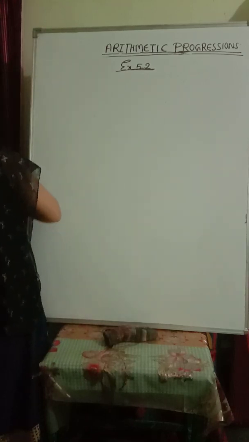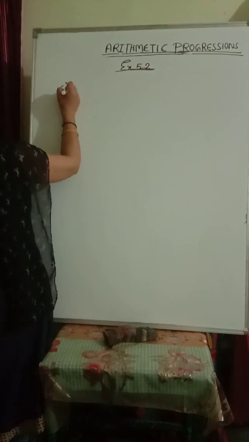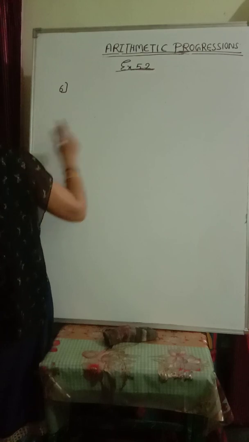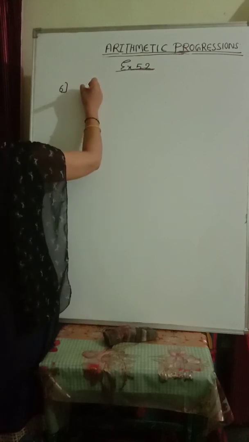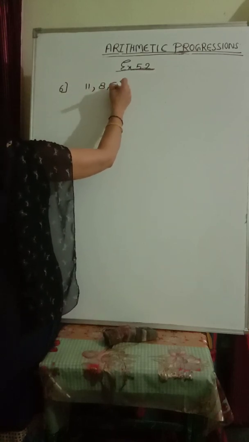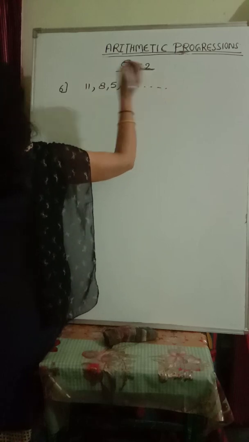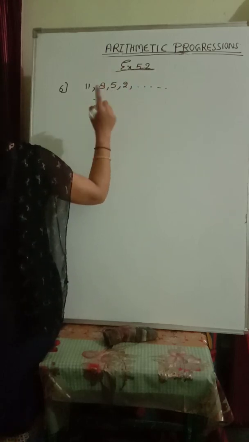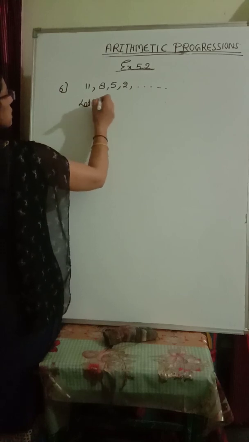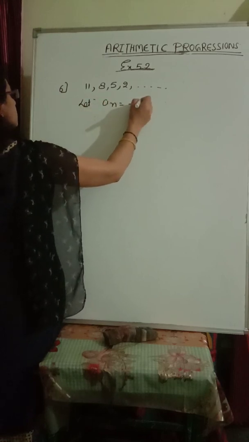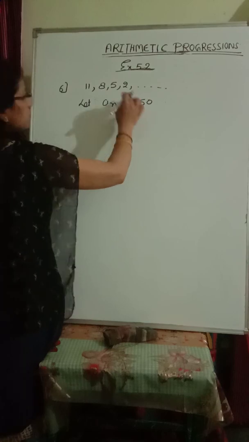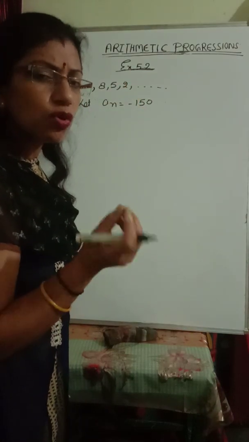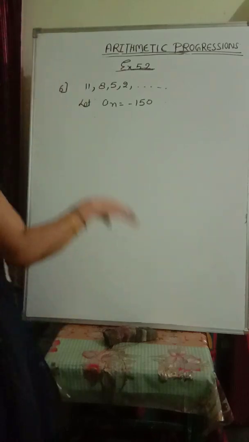Question number 6 is: check whether minus 150 is a term of the AP. The AP given to you is 11, 8, 5, 2 and so on. We have to check whether minus 150 is a term of this. So we will say let the nth term be minus 150. So whether minus 150 is a term of it or not, we find which term it is, and see what comes out.